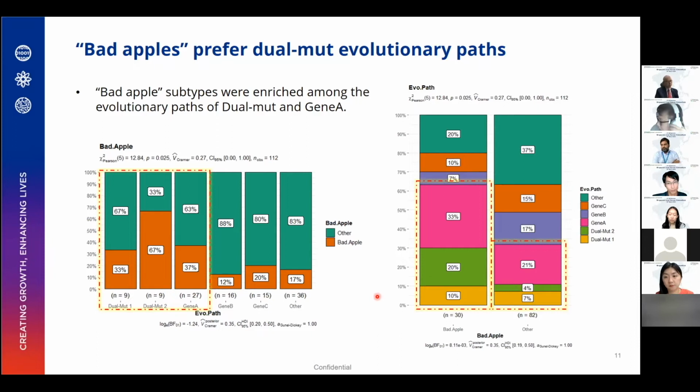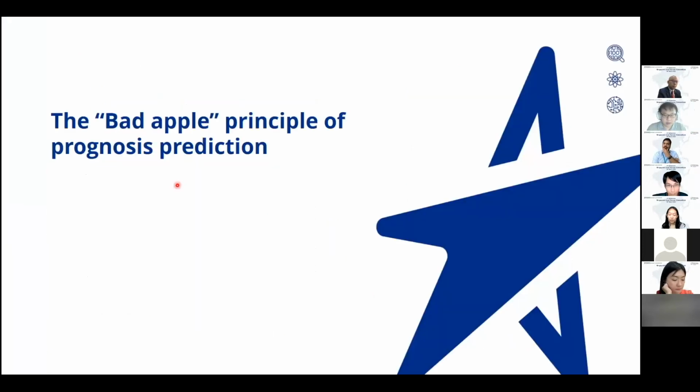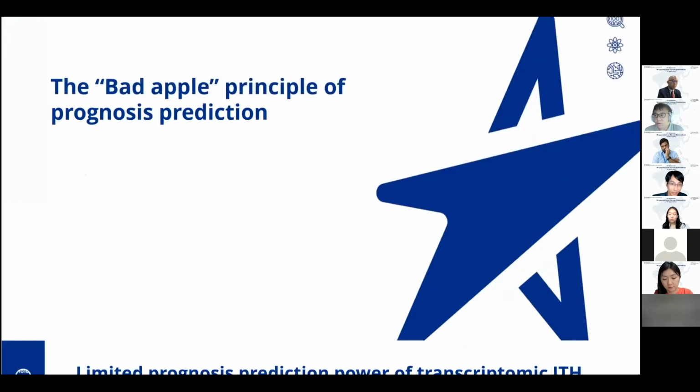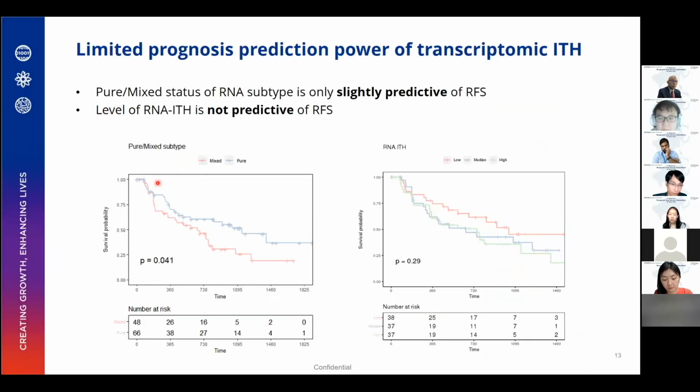But here we left one question not answered, which is the impact of heterogeneity, as shown previously by Wei, that heterogeneity in transcriptomic or even genomic profile could have some effect on the prognosis. And how can we integrate this level of data in our analysis? This leads us to the final section of my presentation about the bad apple principle for prognosis prediction. As you may guess, the more heterogeneous a tumor is, the worse survival the patient will have.